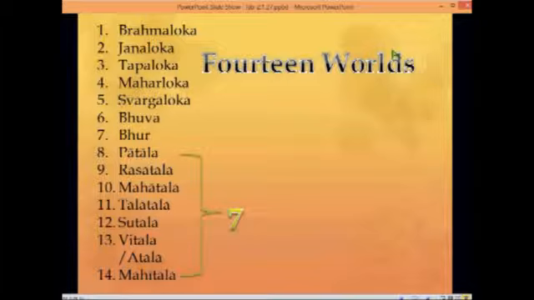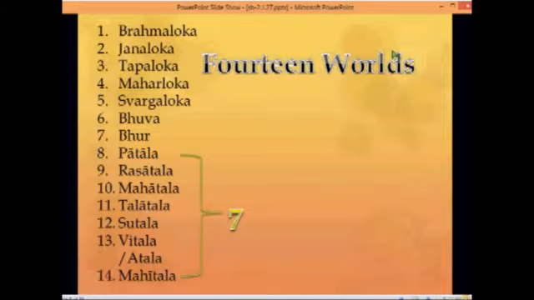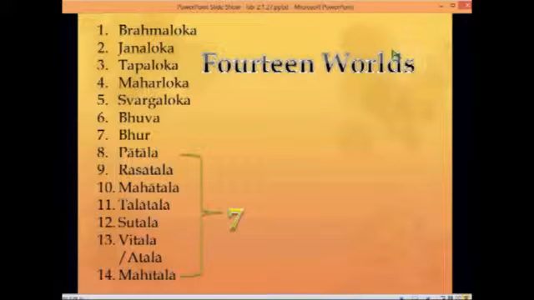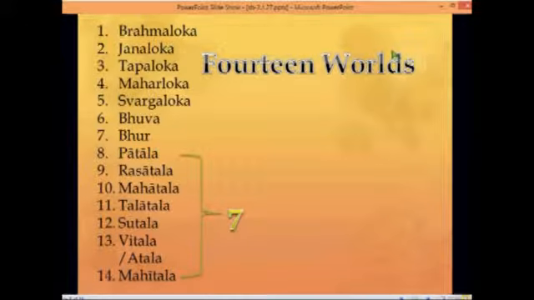So sometimes we hear about the 14 worlds. Bhaktivinoda Thakur says there's nothing to be had in the 14 worlds but the holy name. As far as our comprehension, this goes coming downwards. Number 1 is Brahmaloka, and then 2, 3, 4 are Janaloka, Tapaloka, and Maharloka. Then number 5 is Svargaloka, and then Bhuva, Bhur, and then the 7 talas, which we just discussed: Patala, Rasatala, Mahītala, Talatala, Sutala, Vitala, Atala. So there are seven worlds below us.